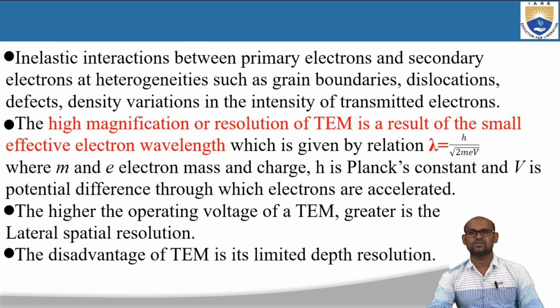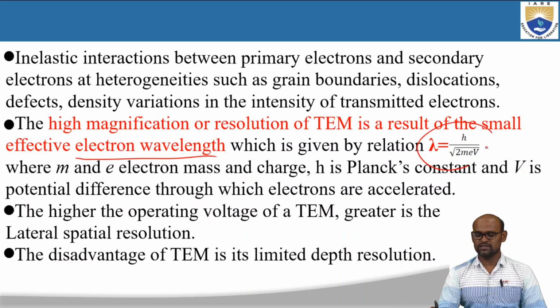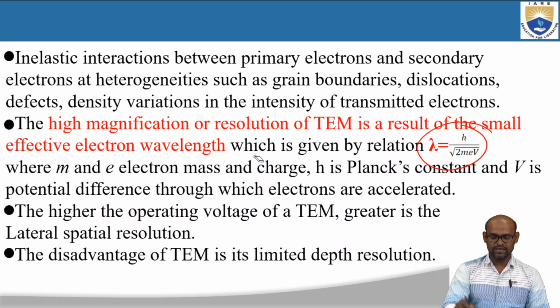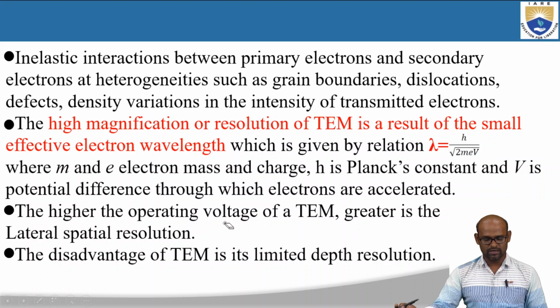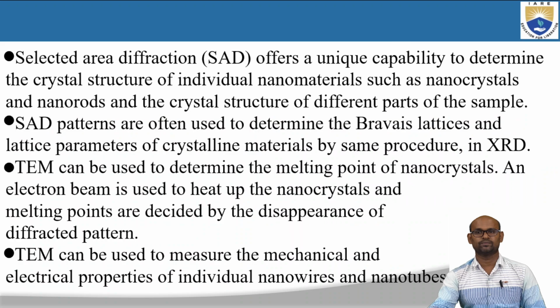Inelastic scattering involves interactions between primary electrons and secondary electrons at heterogeneities such as grain boundaries, dislocations, defects, and density variations, which change the intensity of transmitted electrons. So the high magnification and resolution of the transmission electron microscope is a result of the small effective electron wavelength, which is given by this de Broglie wavelength relation. Lambda is equal to h by square root of 2 m e V, where V is the potential. So the higher the operating voltage of a TEM, the greater is the lateral spatial resolution, and the disadvantage of this TEM is its limited depth resolution.